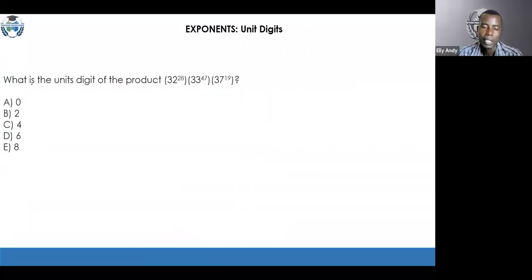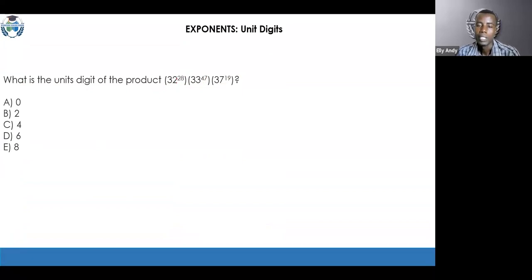So we have here, what is the unit digit of the product of 32 raised to power 28, 33 raised to power 47, and 37 raised to power 19? As you can guess, if you don't have a scientific calculator, which you won't have in the GRE, this can be a tough nut to crack. But we can deploy our understanding of cyclicity to work it out in a very short time.